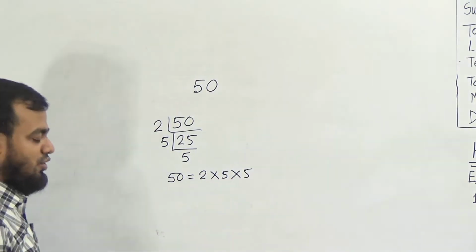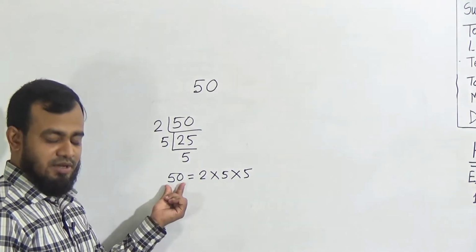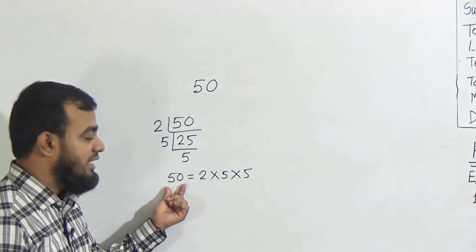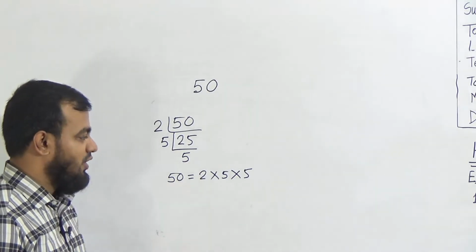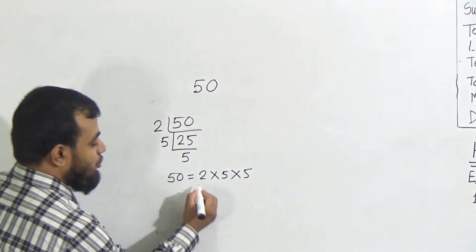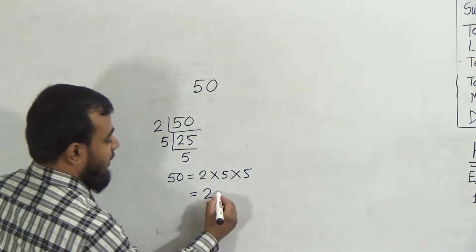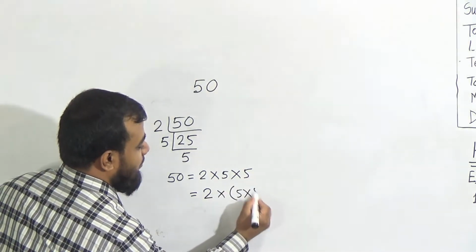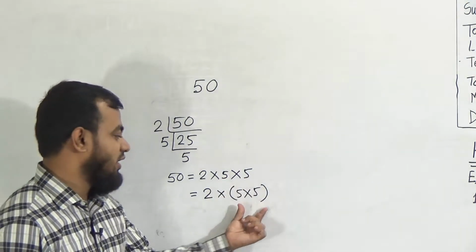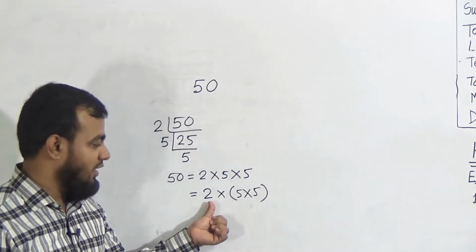Now to make 50 a perfect square number, what number should be multiplied or what number should be divided? That is our question. Okay, so first of all, make the pairs of the prime numbers. Look, this 2 has no pair. This 2 is a single number. After that, this 5 can make a pair because there are two 5s. But this 2 can't make any pair because it is only one time here.